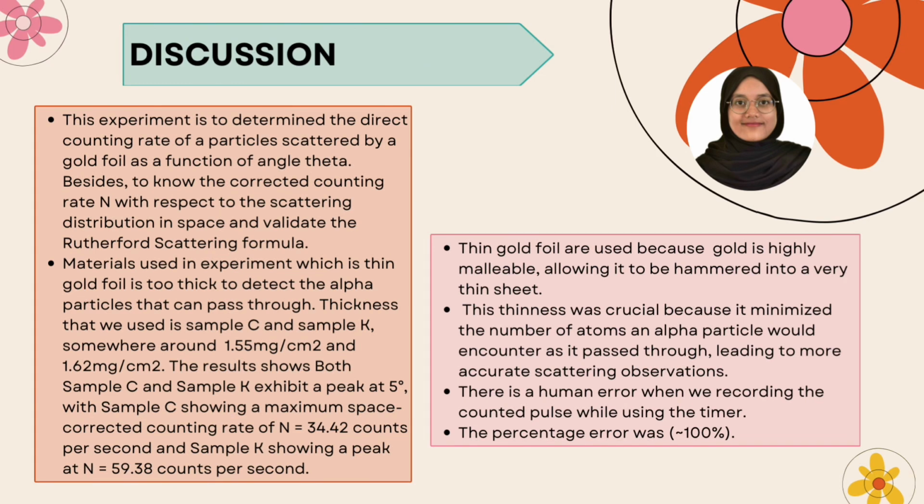Thin gold foil is used because gold is highly malleable, allowing it to be hammered into a very thin sheet. This thinness was crucial because it minimized the number of atoms the alpha particles would encounter as they passed through, leading to more accurate scattering observations. There was a human error when we recorded the counted pulse while using the timer, and the percentage error was estimated at 100%.